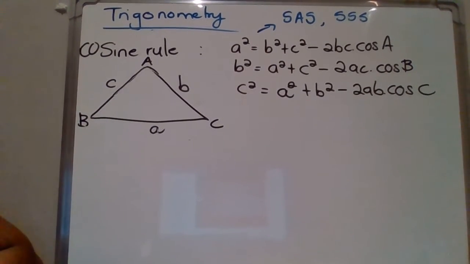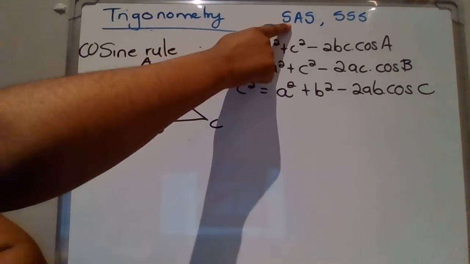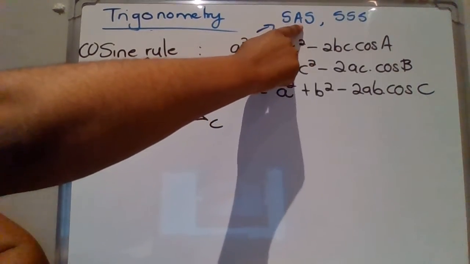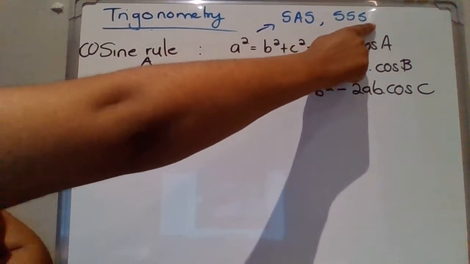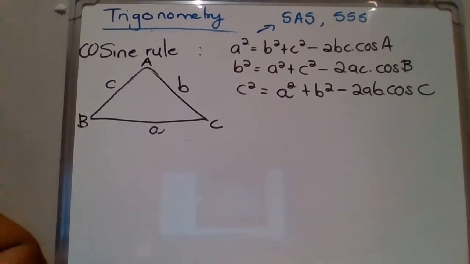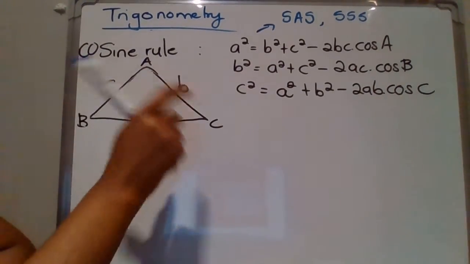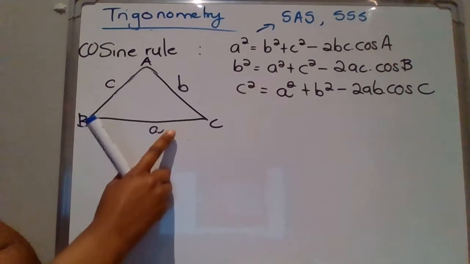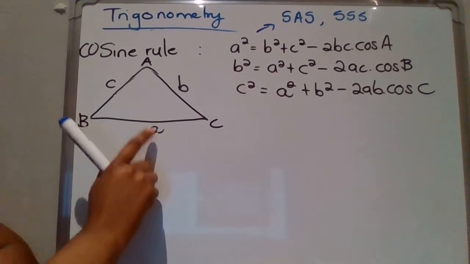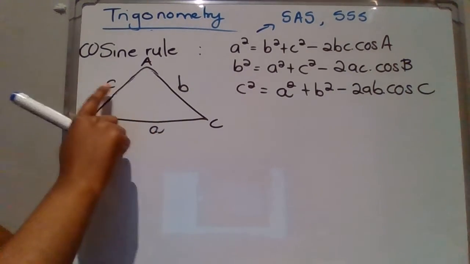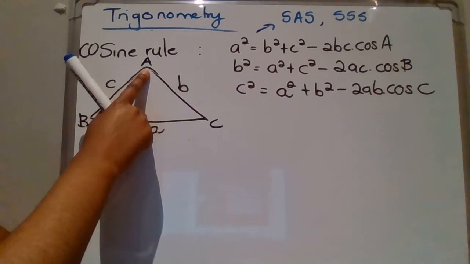Then we have the cosine rule. We apply the cosine rule when we are given a side with an angle in between the two sides, so side, angle, side, or if you're just given the sizes of the sides, so side, side, side. What it tells us is that if I wanted to find a squared, then I would take b squared plus c squared minus 2 times bc times cos A.